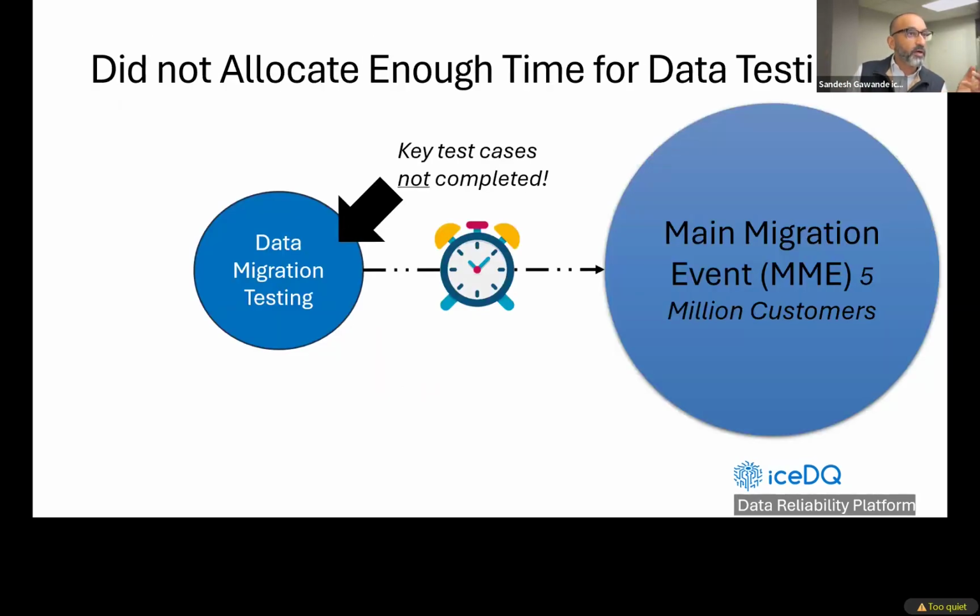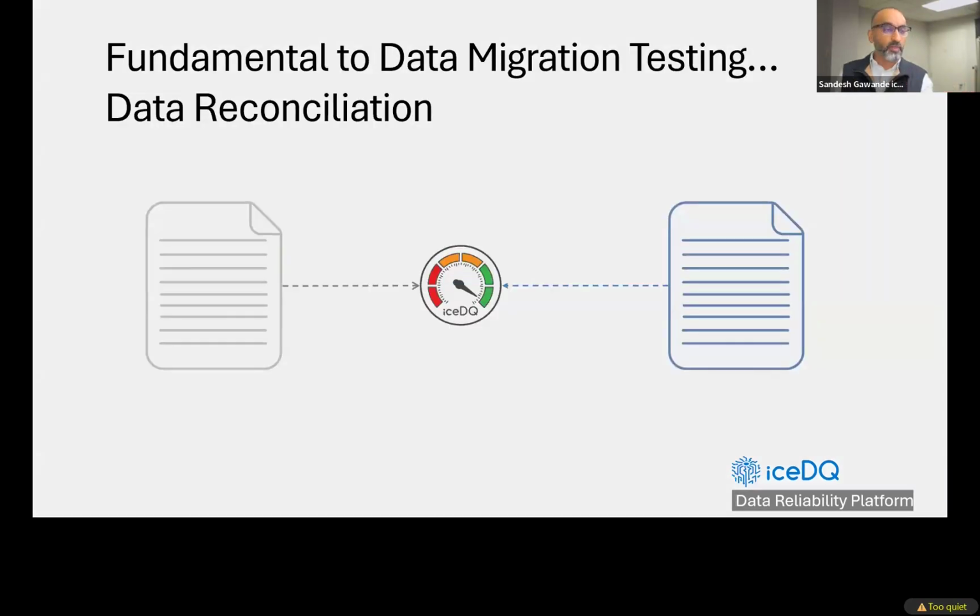Another issue was that there was system migration and there was data migration testing, and they didn't allocate enough time for data migration testing. So what happened when the main migration event happened? There were millions of customers, they pushed everything in one shot, and of course key tests were not complete, and then the migration failed.